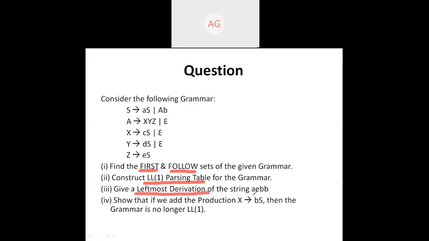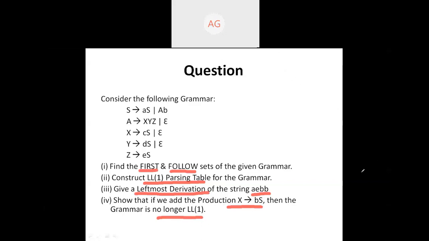A string is given to you: A, E, B, B. You need to give the leftmost derivation of this string. And in the fourth part, a production is added, X produces BS, then you need to also calculate whether after adding this production the grammar is LL1 or not. Here it is given that to show that if this production is added, then the grammar will no longer be LL1. So you need to just show it. So I am just discussing its answer.